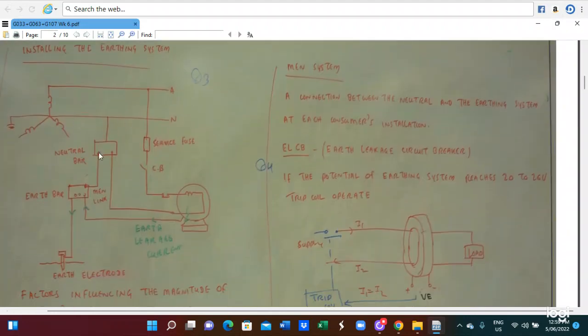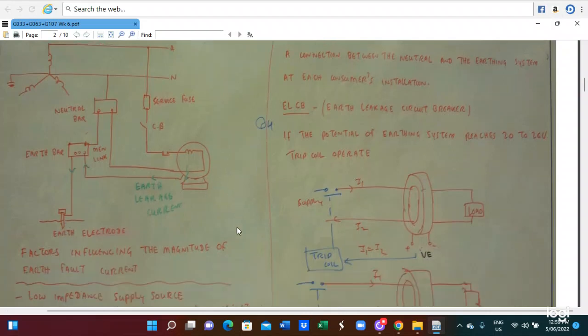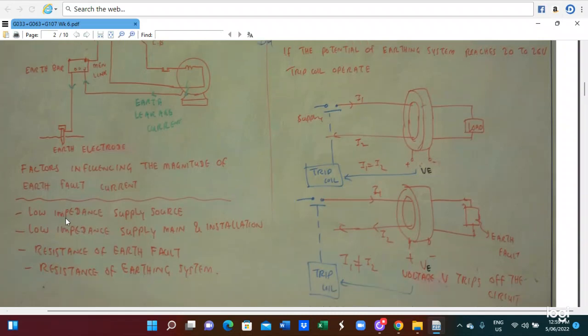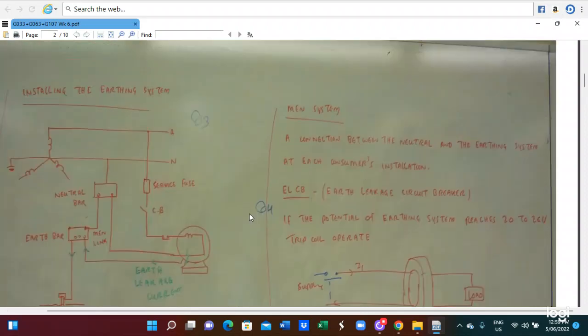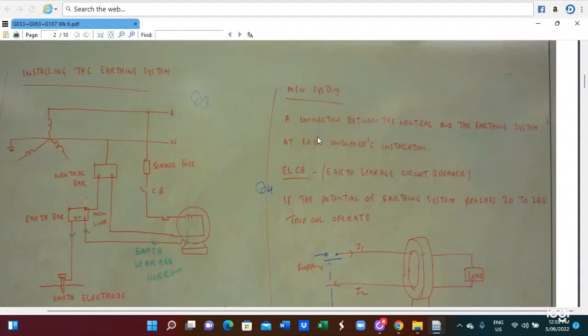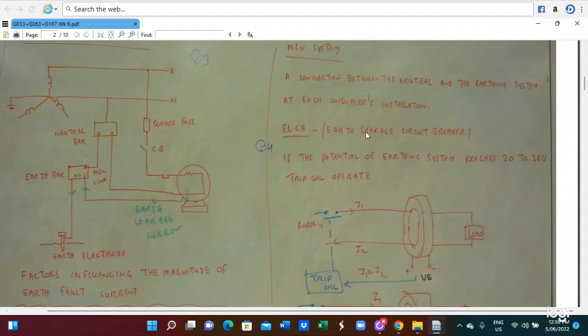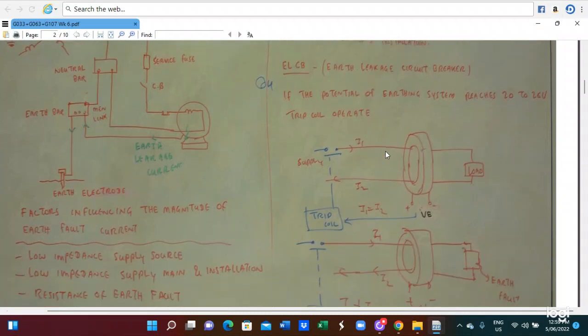For a 3-phase system, this is for the equipment body. A factor influencing the magnitude of the fault current depends on the low impedance of the supply, the main installation, the resistance of the fault, and the resistance of the earthing system. Here is a MEN system. The connection between the neutral and the earth is a MEN. We use an ELCB, an earth leakage circuit protection. If the potential of the earthing system reaches 20 to 25 volts, then it will operate.